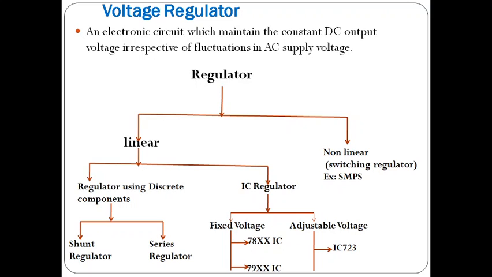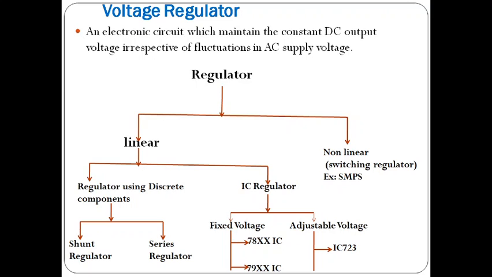An IC regulator is nothing but an integrated circuit. Whatever discrete electronic components are used in the linear regulator, they are all fabricated in a single silicon wafer. This is an integrated circuit. These integrated circuit regulators are again classified into two types: fixed voltage regulators and adjustable voltage regulators. In an adjustable IC voltage regulator, the output voltage can be varied, so you can set any voltage in the range.